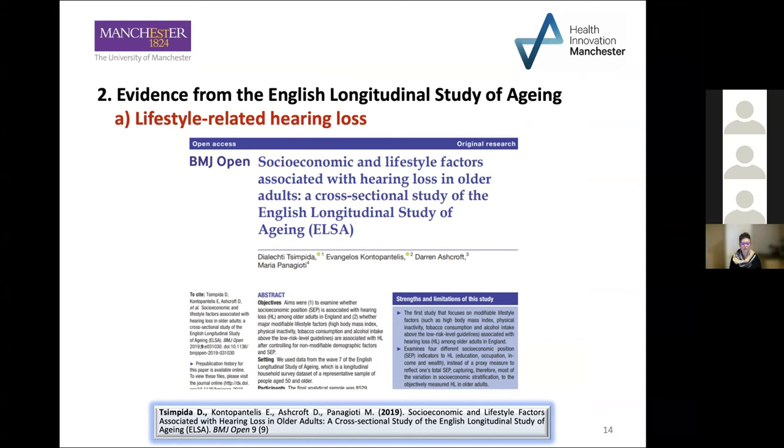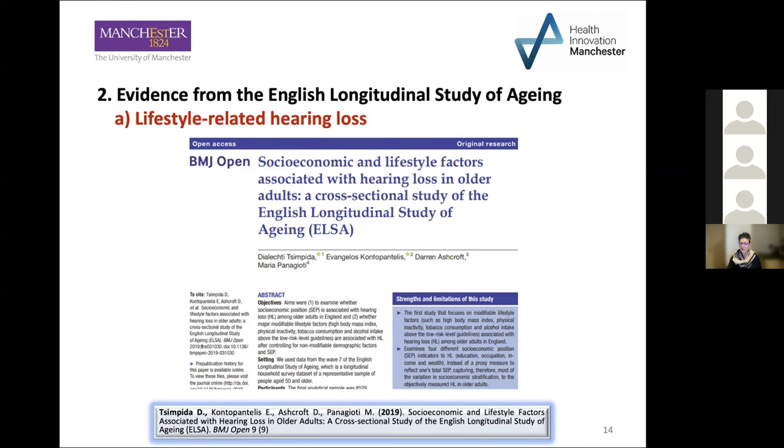So what we found is that those in a lower socioeconomic position were up to two times more likely to have a hearing loss at the same age. And the adjusted odds ratio of hearing loss were higher for those with no qualifications versus those with a degree or higher education, those in routine or manual occupations versus those in managerial occupations, and those in the lowest versus the highest income and wealth quintiles. So vast inequalities across different socioeconomic positions.